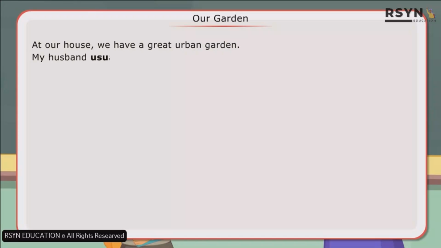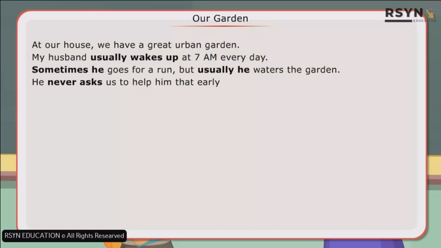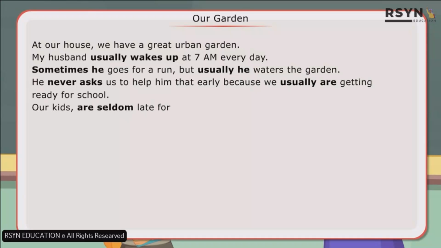Our garden. At our house, we have a great urban garden. My husband usually wakes up at 7 a.m. every day. Sometimes he goes for a run, but usually he waters the garden. He never asks us to help him that early because we usually are getting ready for school. Our kids are seldom late for school and are often there pretty early.